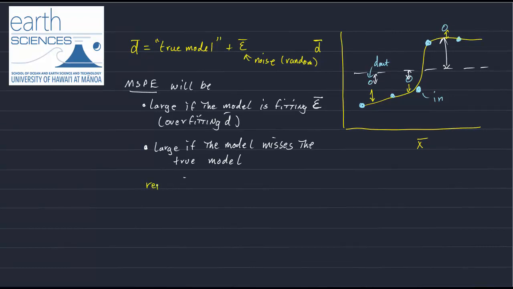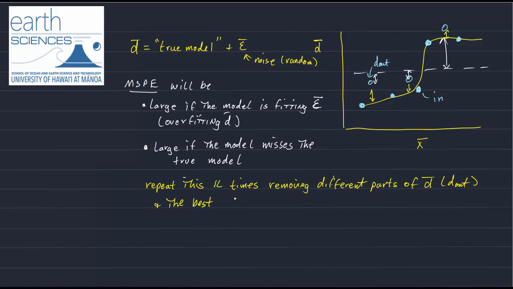So the idea is to repeat this k times, removing different parts of your data, and you're redefining D out every time you do that. And then the best score, which defines the best model, is the minimum of the mean square prediction error. So that's the general picture of the method, and a qualitative description of why it works.